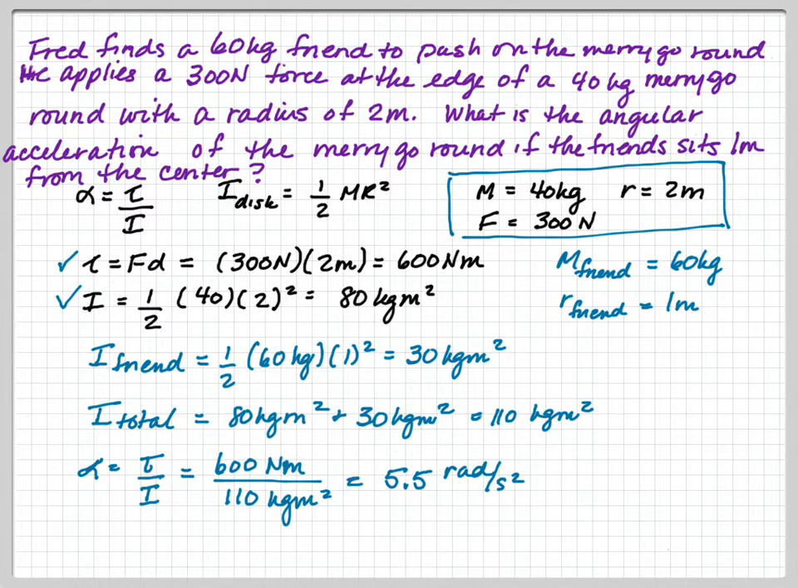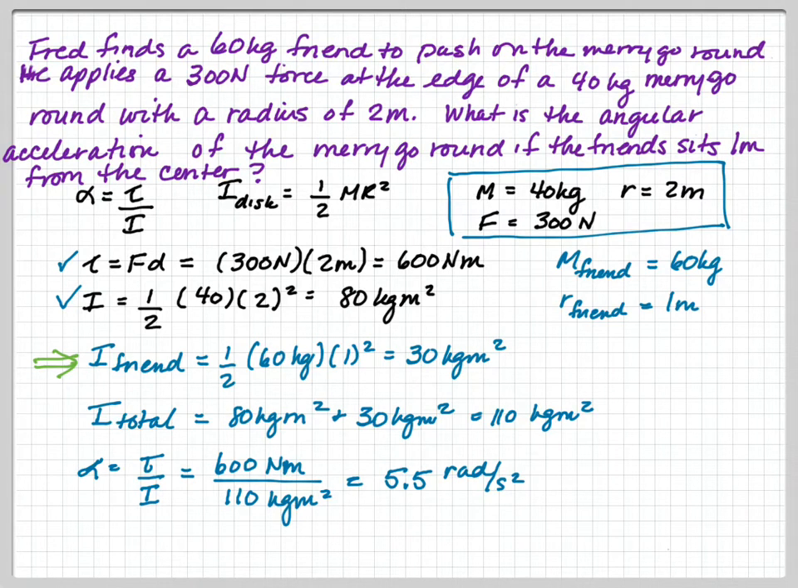we have to add in the moment of inertia of the friend. So the two moments of inertia add up, because remember, a moment of inertia is the sum of all the masses and all the radiuses from the center of rotation. So we have to go about and find the moment of inertia for our new friend.